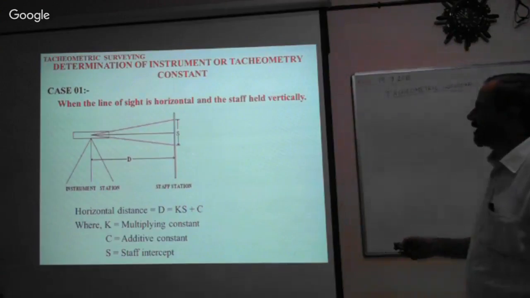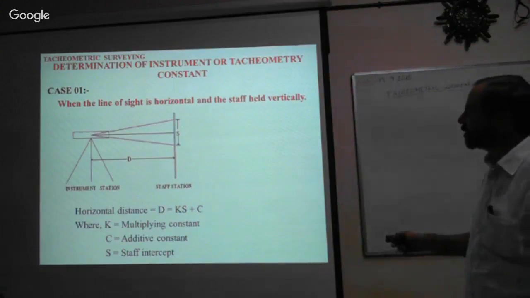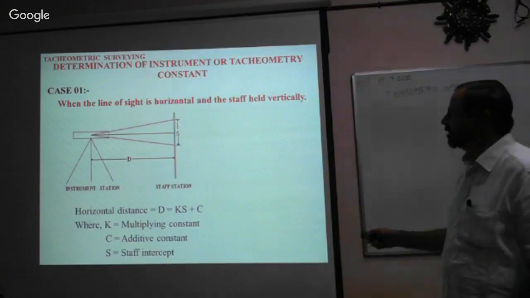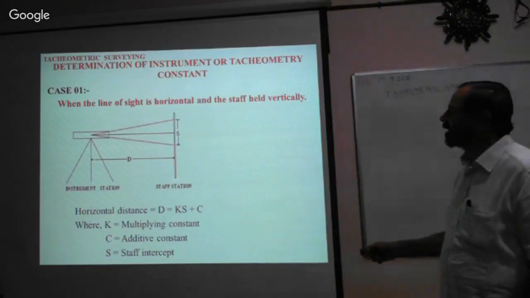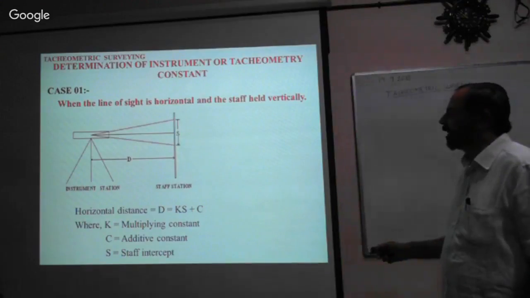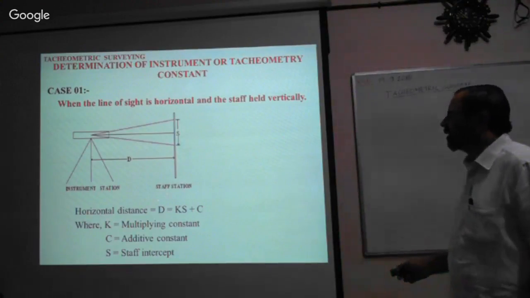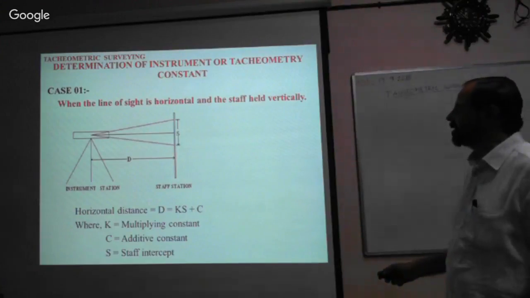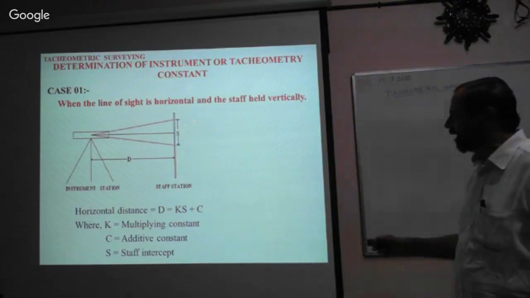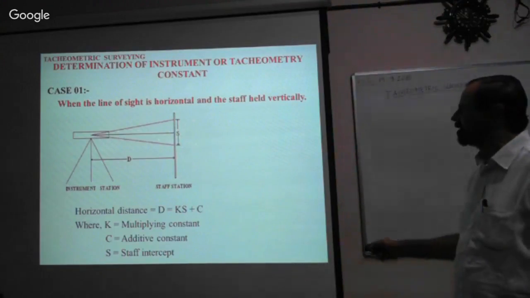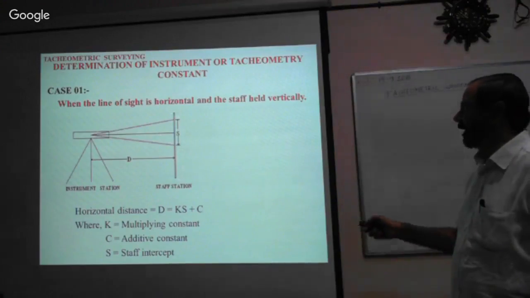So this is the first situation. Now this is the staff reading, the staff intercept. This is the top hair reading and the bottom hair reading. This is where we need it. This is the location of the staff station where we need to calculate the elevation of the point, and this is the horizontal distance from the instrument station to the location, that is the staff station. Now therefore, how to do this? In the previous class we discussed about it. The staff held vertical. Please remember the staff is held vertical. The line of sight is horizontal, and the staff is held vertical.